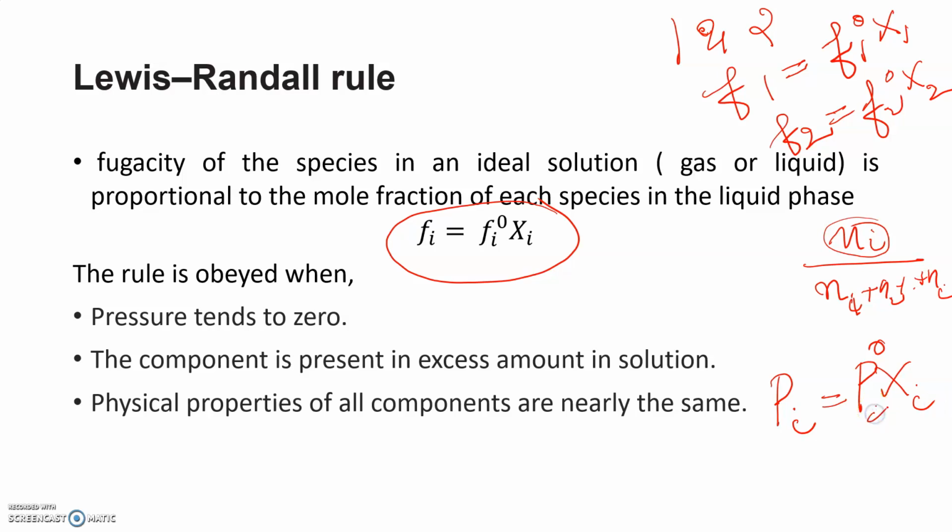This Lewis-Randall rule is very similar to Raoult's law, but Raoult's law is applicable to all ideal solutions, while the Lewis-Randall rule is applicable to solutions in which these three conditions are obeyed. That's the difference between the Lewis-Randall rule and Raoult's law. Actually, Raoult's law is a simplified form of the Lewis-Randall rule. So this is all about fugacity and the Lewis-Randall rule.